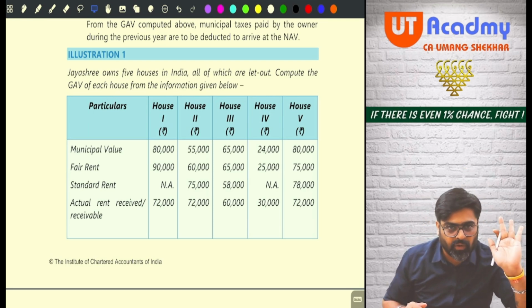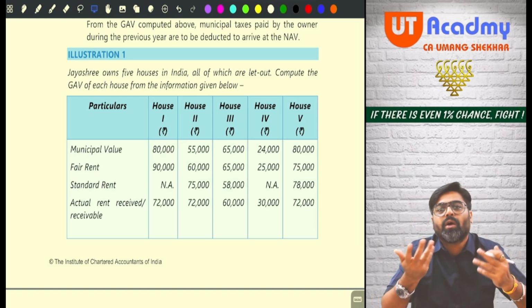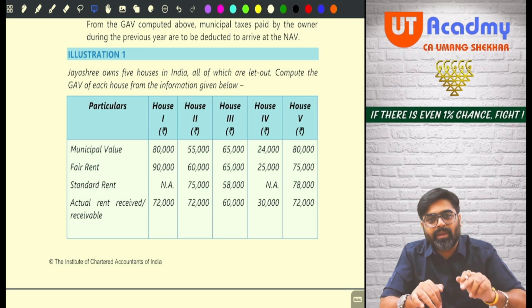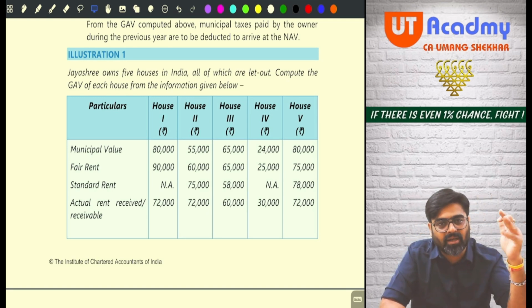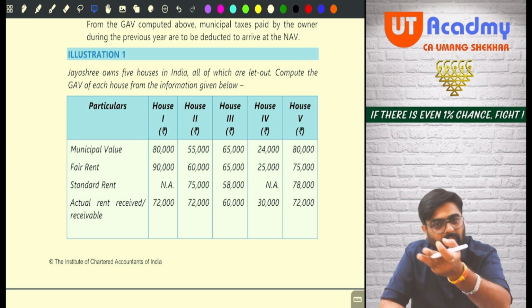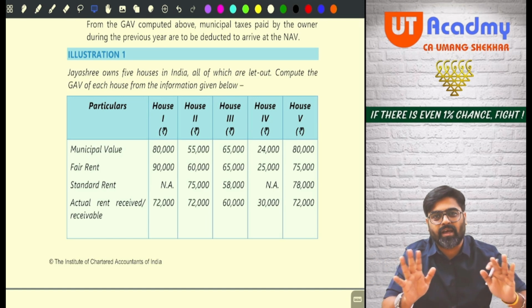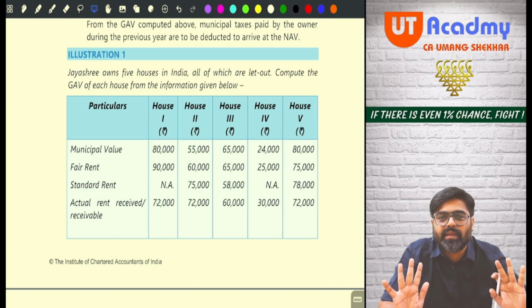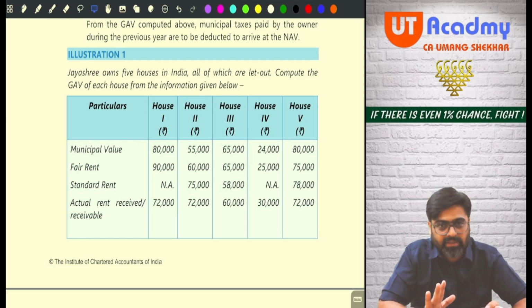Expected rent will come for the full year. And since there is no discussion about the vacancy, what will we do? Assuming that this actual rent is for the entire year, because the entire year the property is let out. So actual rent is given for the full year, expected rent is also for the full year. Whichever is higher will become your GAV. Yes or no? So I want all of you to please pay attention.